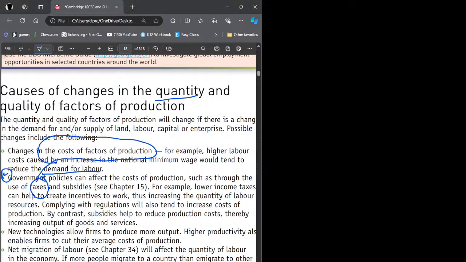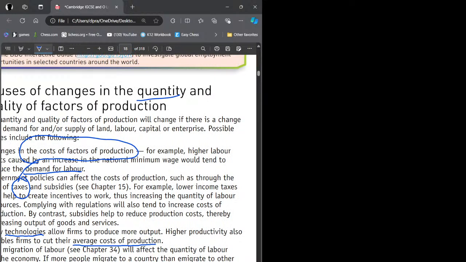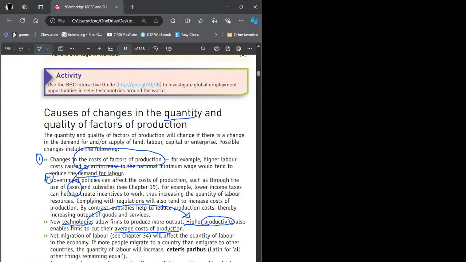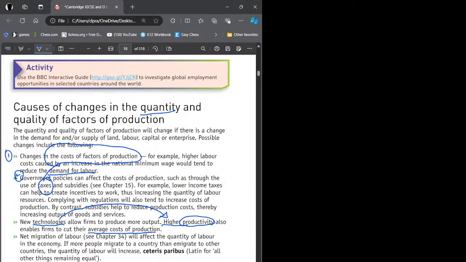Then we have technology. Technology can help cut the average cost of production. If the cost of production decreases, they can also decide to decrease their price, which will cause them to have higher profits, increasing their demand and all that. So technology can also lead to higher productivity. Productivity is basically the output per worker. We'll look at that, don't worry, this is just the beginning, so don't stress yourself too much.